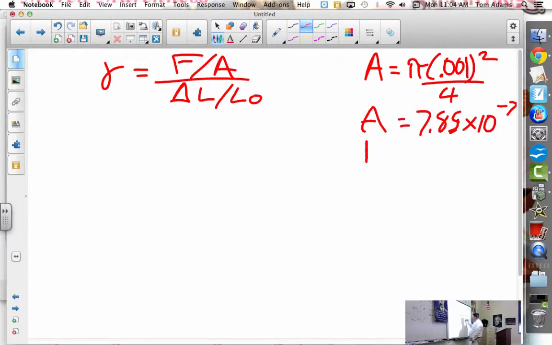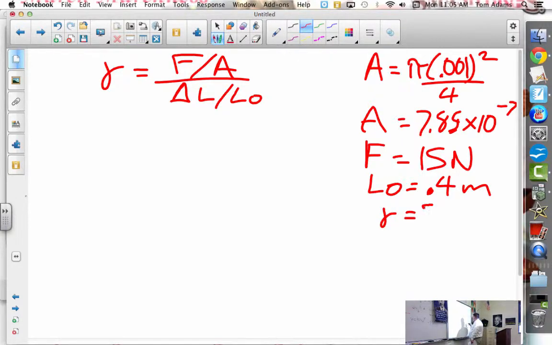So that's the area. We said that the force was just 15 newtons. We said that the original length was 0.4 meters. We said that gamma was, what was it? For nylon, it was 5 times 10 to the 9th. So it was 5.0 times 10 to the 9th. And that's 4 of the 5, right? And then I'm solving for delta L.